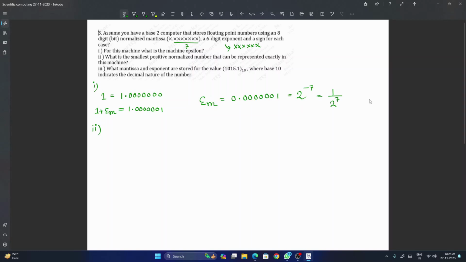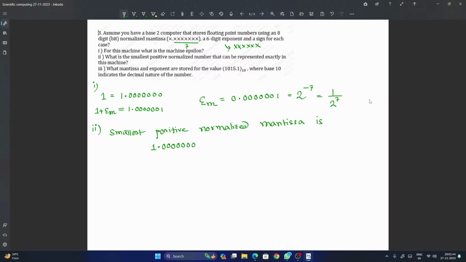Now question number 2, what is the smallest positive normalized number? So you have to calculate the positive normalized number. The smallest positive normalized mantissa is 1.000000, because you have a normalized mantissa. If you take any one on the right hand side, it will be bigger than 1. So the smallest positive normalized mantissa is 1 point 7 zeros.